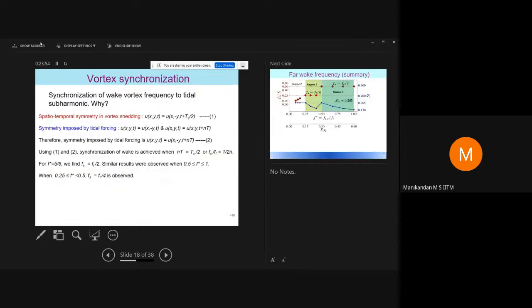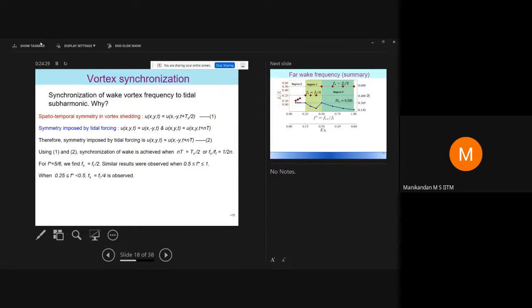And so the vortex synchronization, there's an explanation for this. So if you look at the vortex shedding, then there's a spatio-temporal symmetry, right? It's a Kármán wake. So essentially, u(x,y,t) is the same as u(x,-y,t+T_s/2). The reason being that T_s is the vortex shedding period. At T_s over 2, you have a vortex on the opposite side being shed. So you can see that.